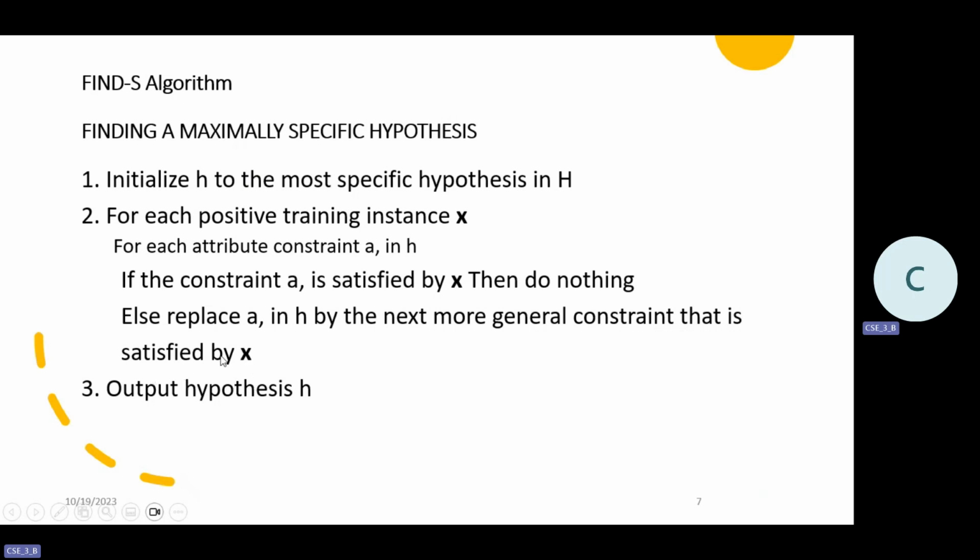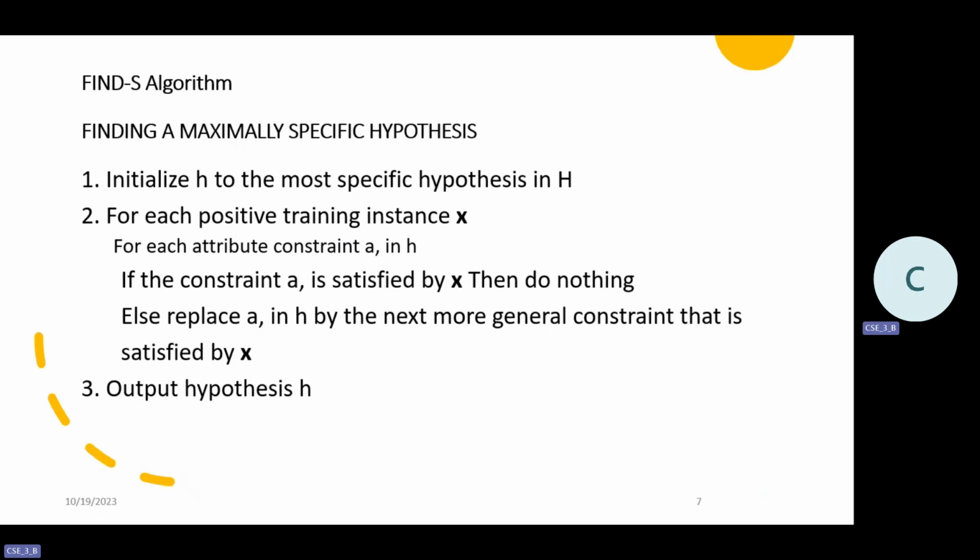Once it is done, next we output the hypothesis h. For example, if the data set consists of n number of training instances, we have to focus only on the positive training instances.